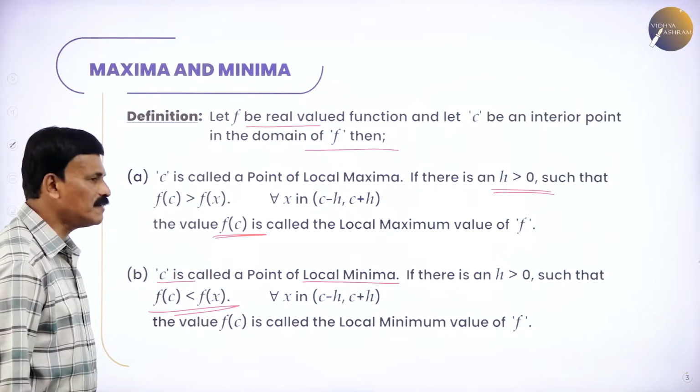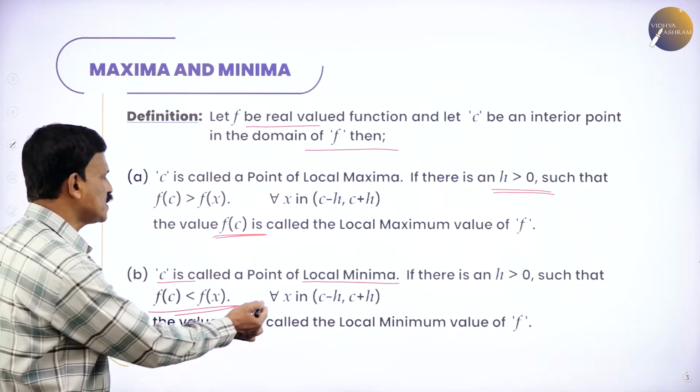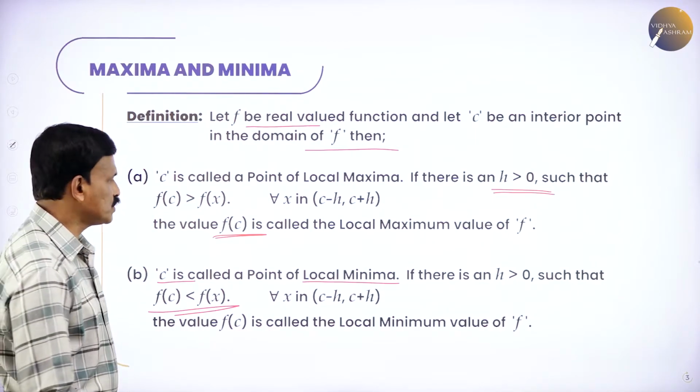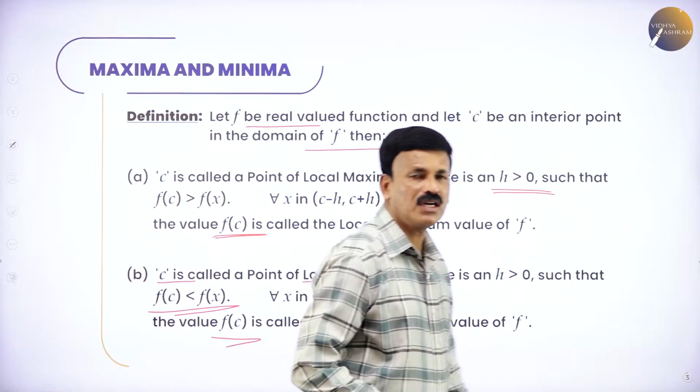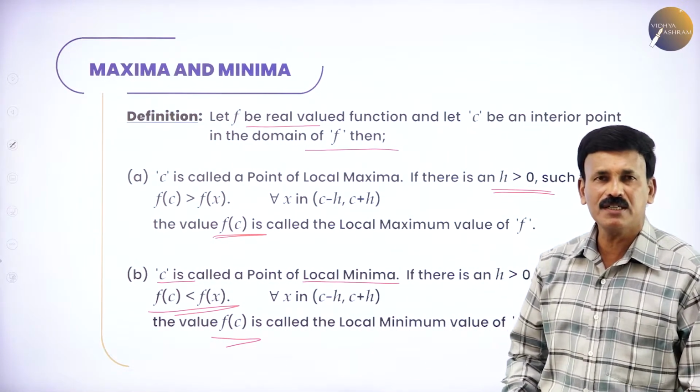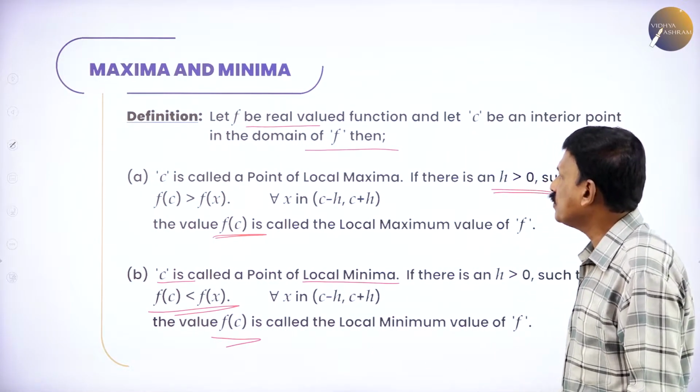f(c) is less than f(x) for all x in the interval (c - h, c + h). Then the value of c is called the local minimum value of the function. Local minima and the local maximum value of a function.